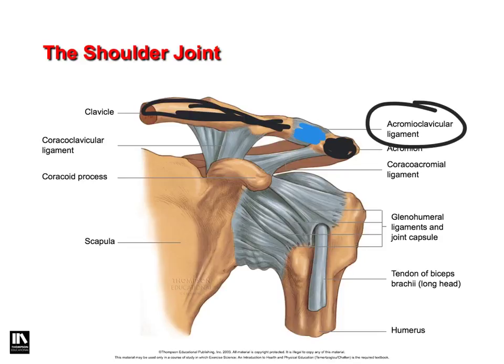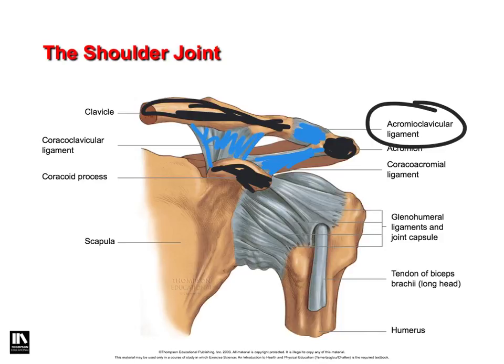Then if we were to take a look at the coracoid process here, and we go to the acromion, then the ligament between that is coraco, because it's going from the lower bone to the acromion, so coracoacromial. Next, we're going to take a look at the coracoclavicular, because it goes from the coracoid process to the clavicle.